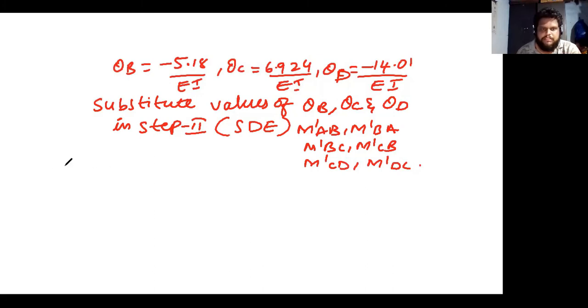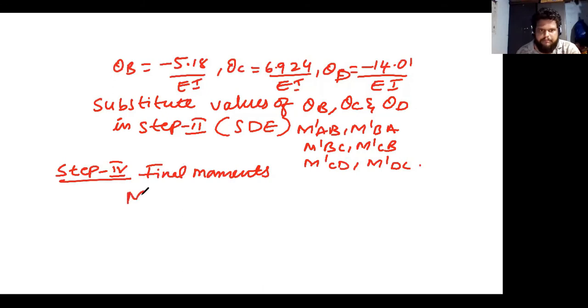So now our step 4 is for final moments. Directly substitute these theta b, theta c and theta d values in the slope deflection equations. Now this m dash AB in the final moments, I will be writing the notation as MAB. You just substitute theta b, theta c, theta d values in all the 6 equations, and you will get all 6 final moments. So this I got as minus 30.952. This is MAB.